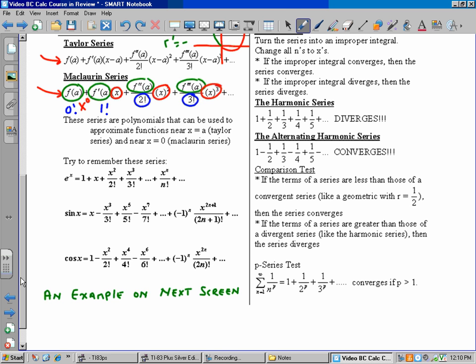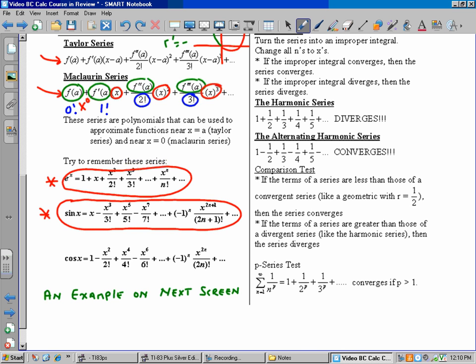You really want to remember the Maclaurin for e to the x. You want to remember the Maclaurin for the sine of x, which are all the odd exponents and factorials. And you want to remember what the Maclaurin for the cosine of x is. All right, we'll do an example on the next screen.